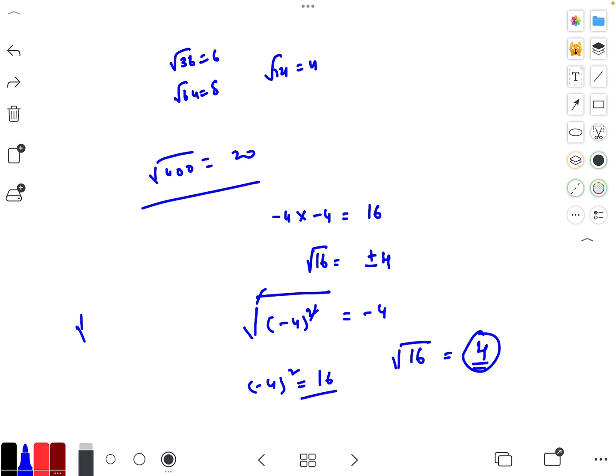And also square root is nothing but, say, square root of 4 means 4 to the power of 1 by 2. Okay, square root is nothing but 4 to the power of 1 by 2.